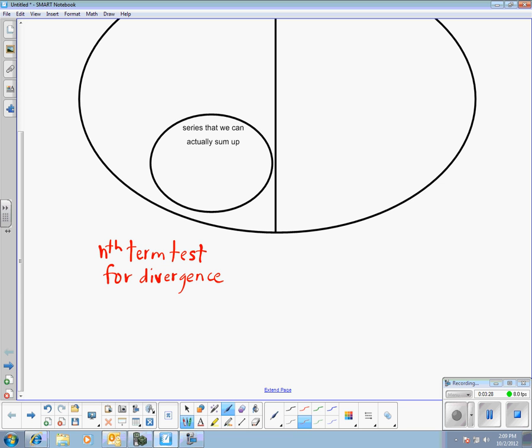And here's an example. 1.1 plus 1.01 plus 1.001, and so on. If I kept adding these terms up forever, the terms themselves are not approaching 0. The terms themselves are getting closer and closer to 1. So I have an infinite amount of terms each of which is at least 1. Then I have at least infinity. So the easiest way to check for divergence is just to see, do my terms even go to 0?